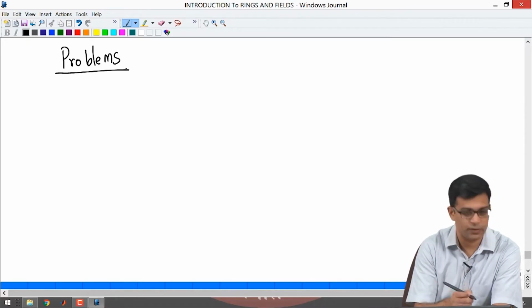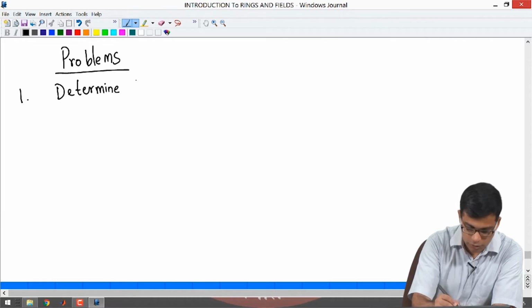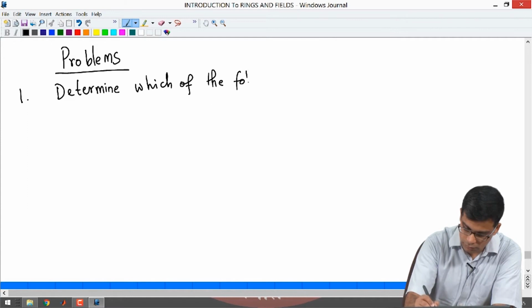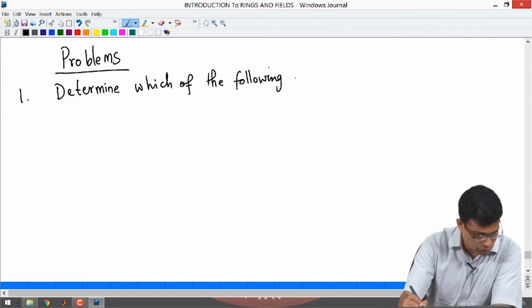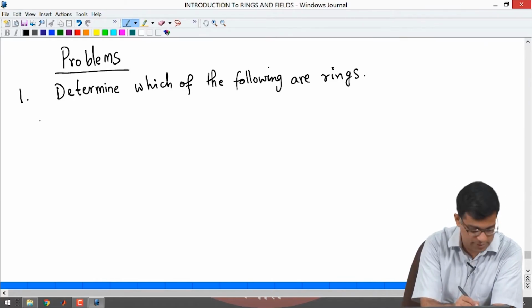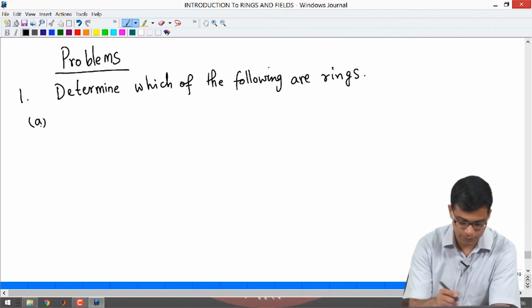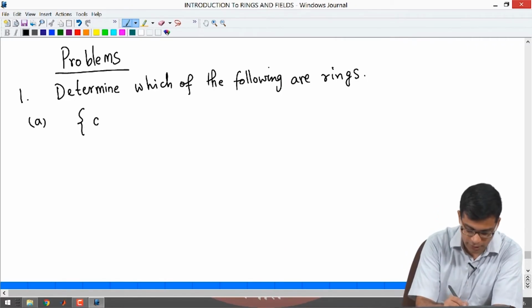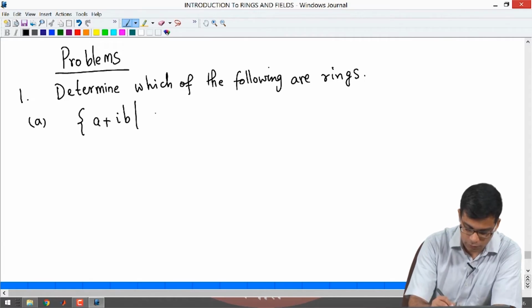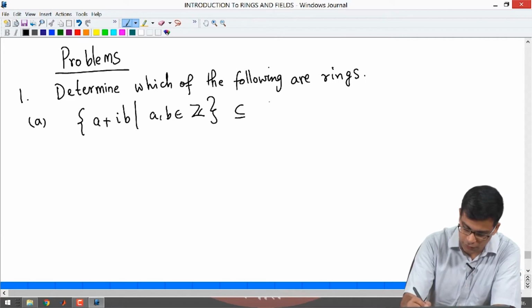Okay. So, let us start with something about definition of rings. Let us say the question is: determine which of the following are rings. I will give you some sets and we will decide if they are rings or not. So, let us look at the following set, A plus iB, where A and B are integers. So, actually this is a subring of C, right.